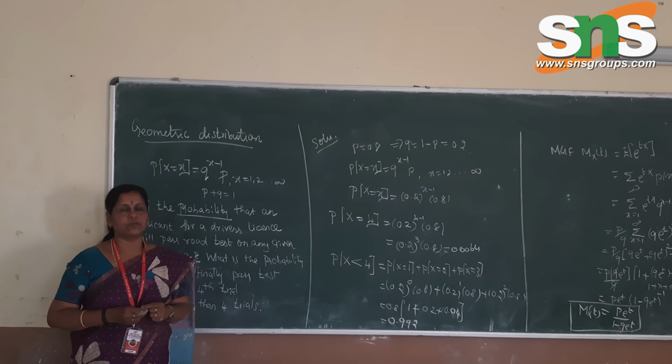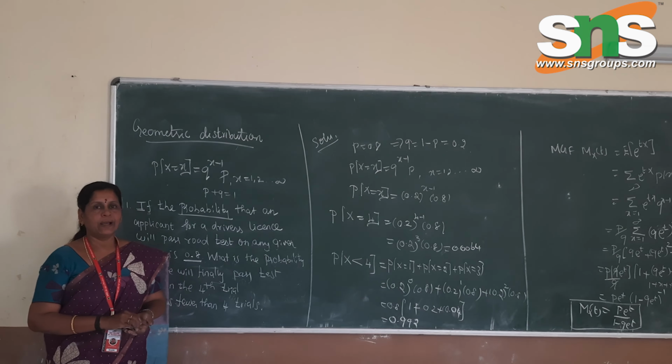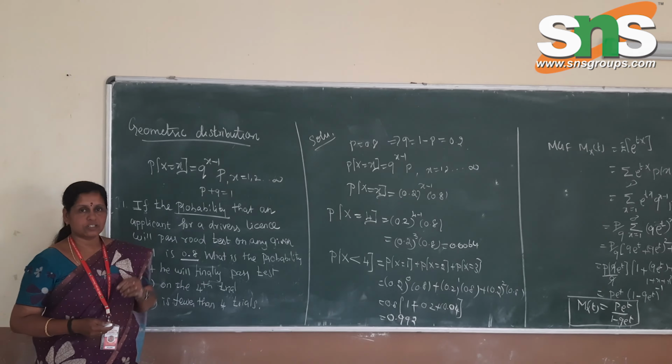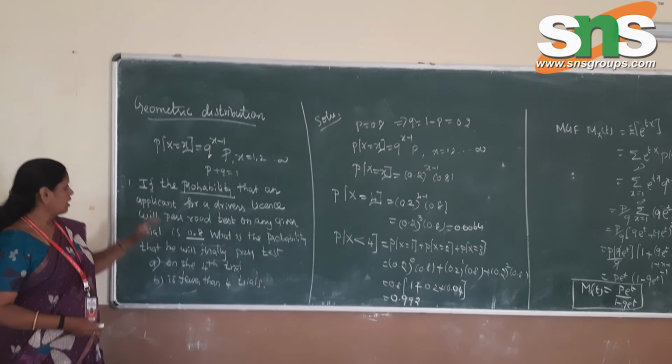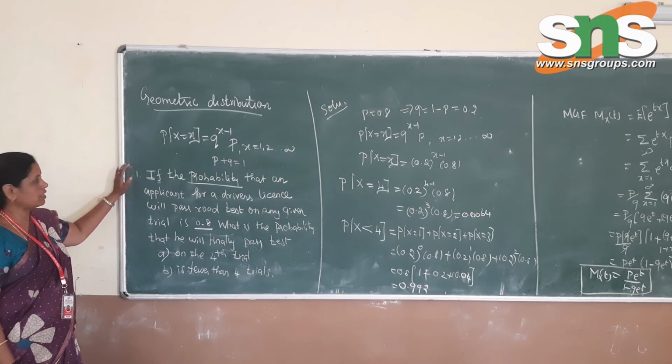In binomial distribution, the number of trials is fixed. In Poisson distribution, the number of trials is infinite. In geometric distribution, we repeat the trial up to get the first success. Here, we are going to see one problem on geometric distribution.